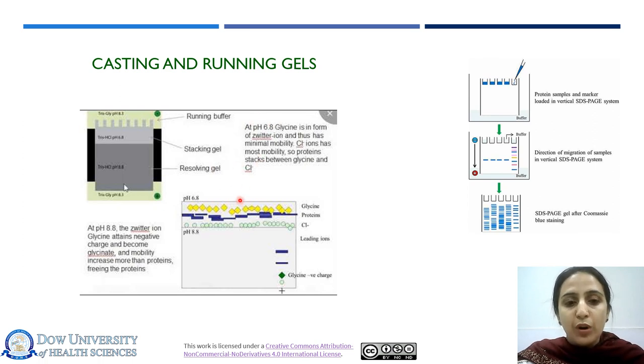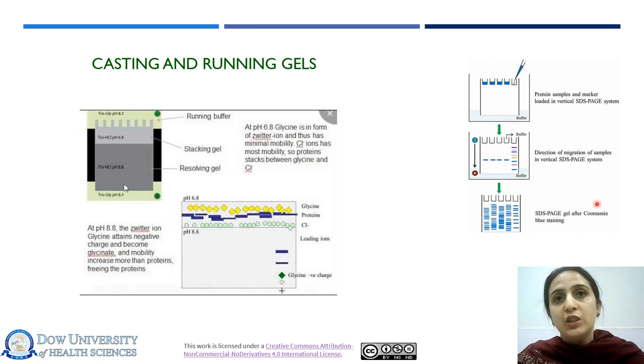What is the difference between the resolving gel and the stacking gel? Usually the stacking gel is 4 to 5%, while the resolving gel, which is the major gel in which your separation takes place, has a higher percentage, ranging from 6 to 25%. Now, what is the purpose of polymerizing two different types of gel? At the same time, I would like to mention here that the stacking gel has a pH of 6.8, while the resolving gel has a pH of 8.8. So why do we need two different gels of two different percentages and two different pH?